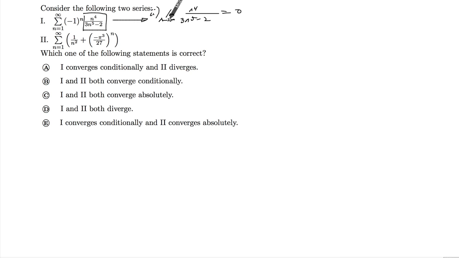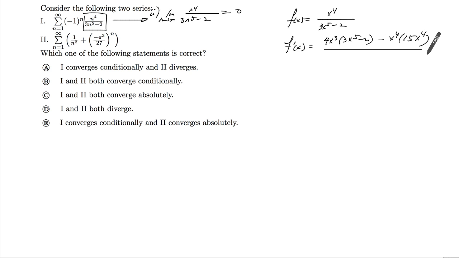Next we want to know, is this a decreasing function? So let's consider f(x) equals x to the power of 4 over 3x to the power of 5 minus 2. Let's differentiate this, and you get 4x cubed, and we differentiate the bottom, we get 15x to the power of 4, all squared.